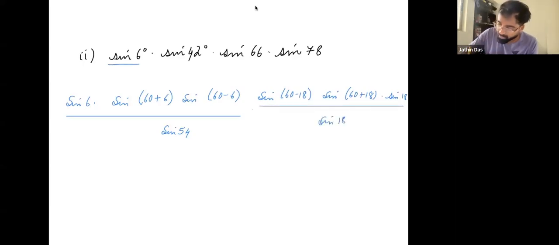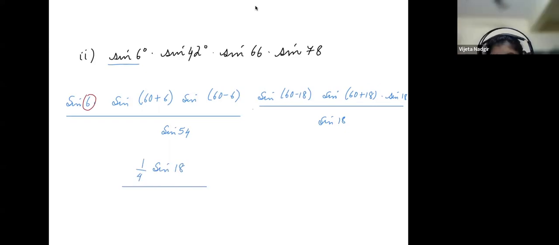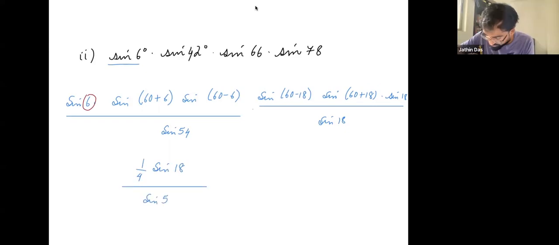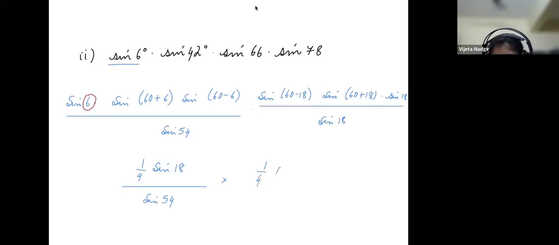Okay. Now, here this is sine 18 upon, by 1 by 4. Is it clear? Sine 54. Now here, sine 54 into... here it is sine 18 into 3 times 18. So sine 54 by 4 sine 18. It will cancel, so 1 by 16.